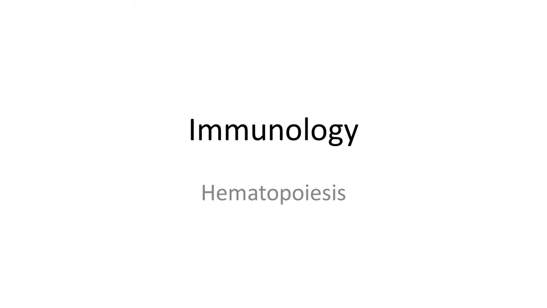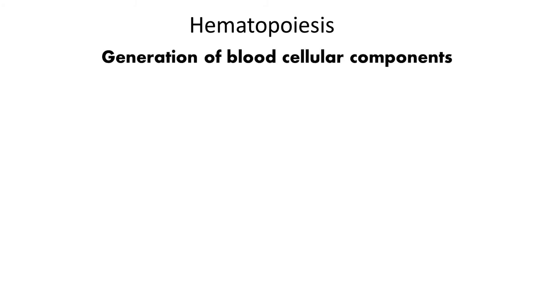Now, hematopoiesis, as many of you might have heard in immunology, and in some cases it's also studied in developmental biology. To define hematopoiesis, it is the generation of blood cellular components. Now, what do we mean by the blood cellular components? It is basically the red blood corpuscles, white blood corpuscles, and also the platelets that make up the blood cellular components. So these three cell types are called the blood cellular components. The generation of all three blood cellular components is called hematopoiesis.